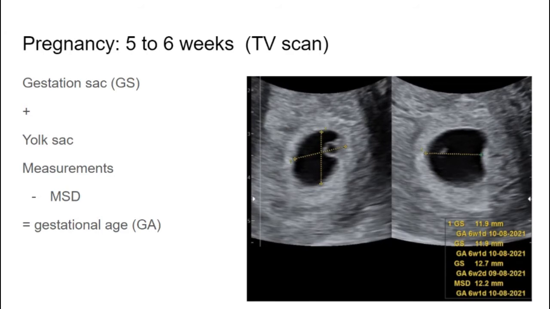So here you can see we've taken a measurement. We've measured the mean sac diameter, and that's given us the gestational age. So we've measured it in 2 planes here, 1, 2. We've then turned the probe 90 degrees to measure it in the 3rd plane, and that gives us an average. So you can see based on the MSD, the mean sac diameter of 12 millimeters, that roughly equates to a gestational age of 6 weeks and 1 day.